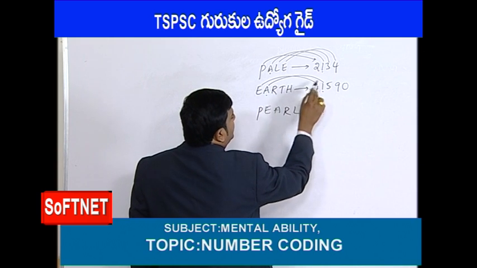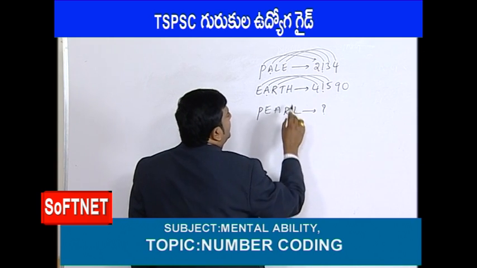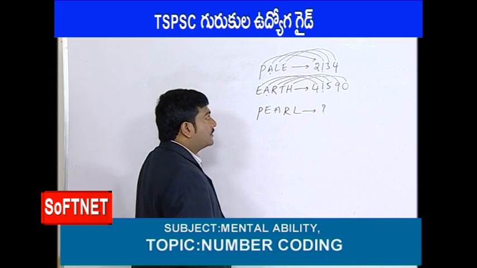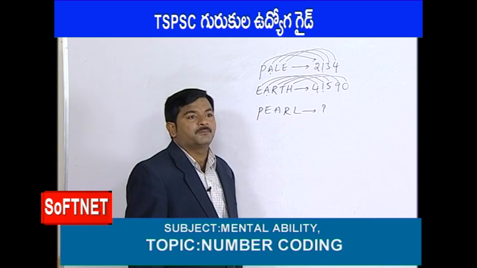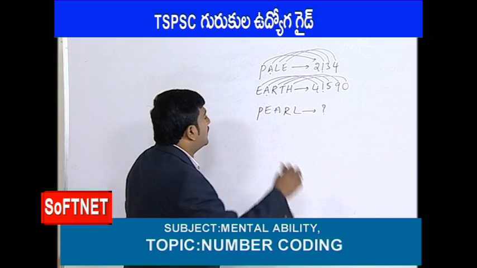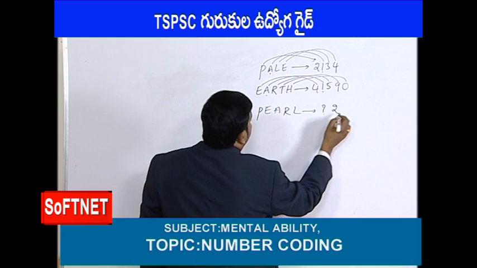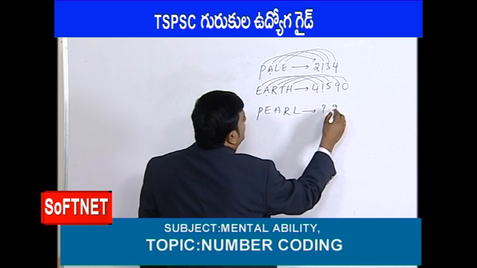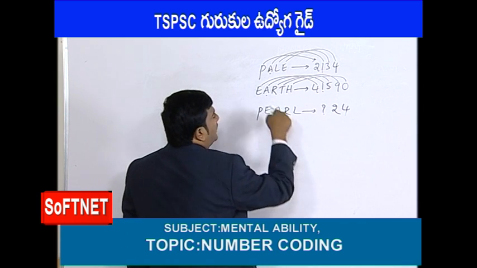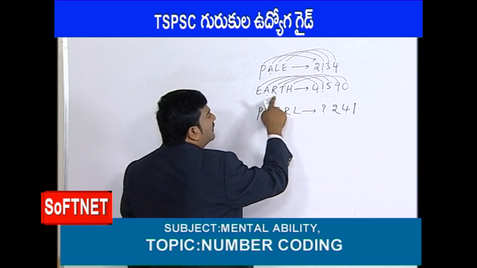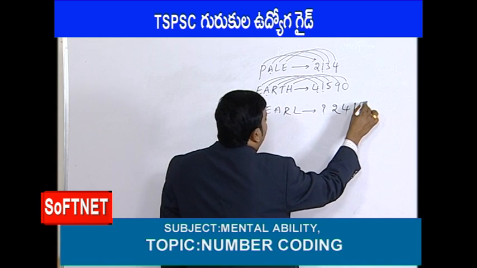The code for A is 1. The code for R is 5. Similarly for T 9, for H 0. Now he asked to find the code for PEARL. So observe here, what is the code for P here? 2. What is the code for E here? 4. What is the code for A here? 1. What is the code for R? R is the third letter in EARTH. The code for it is 5.